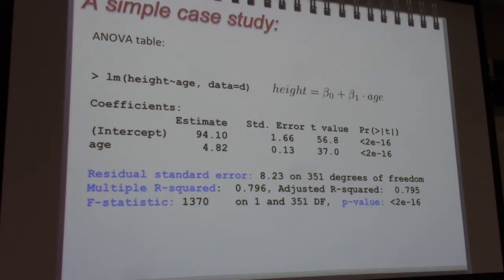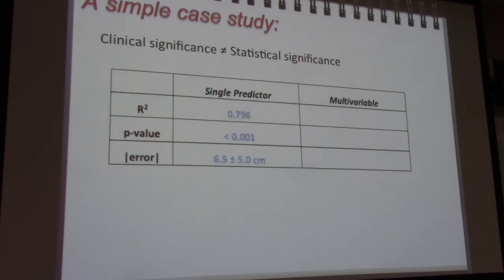But again, I come back to one of those points that sees me jumping up on the table and ranting from time to time. Statistical significance isn't the same as clinical significance. And you'll remember we had a goal here. Our goal was, could we stop measuring heights in the clinic? And even though I have a fantastic R squared and my p-value is highly significant, my mean error is 6.5 centimeters plus or minus 5.